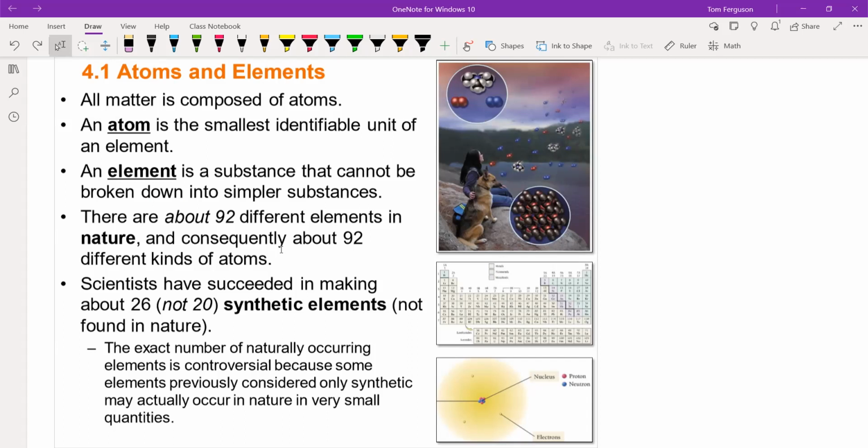So there are some basic tenets about our physical world. One is matter. That's anything. It's composed of atoms. The smallest identifiable atom is called an element.